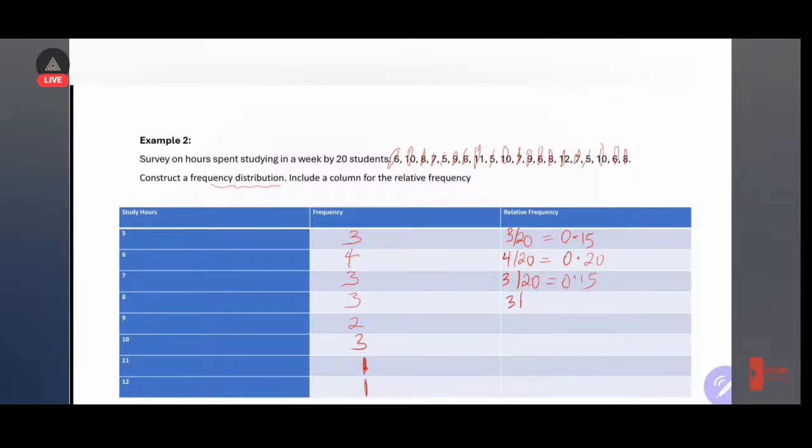0.15. 3 divided by 20, 0.15. 2 divided by 20, 0.10. 3 divided by 20, 0.15. 1 divided by 20, 0.05. And 1 divided by 20 gives 0.05. If you add up this should be equivalent to 1. So this is how to solve the relative frequency.